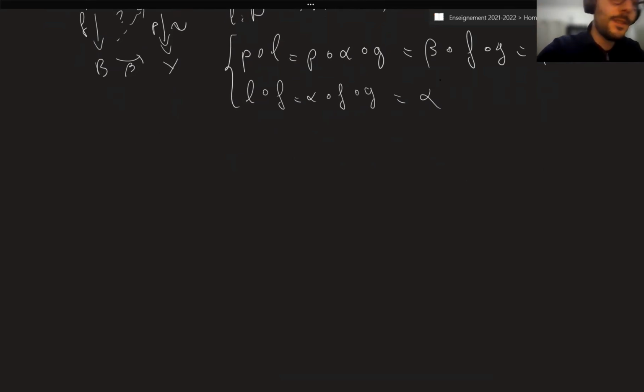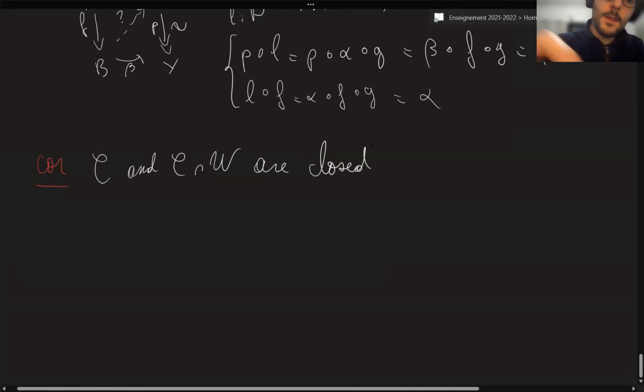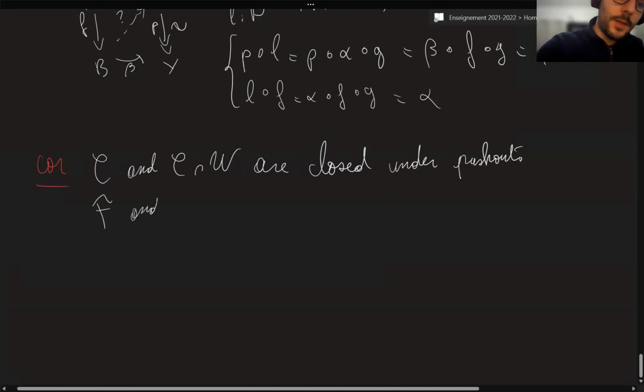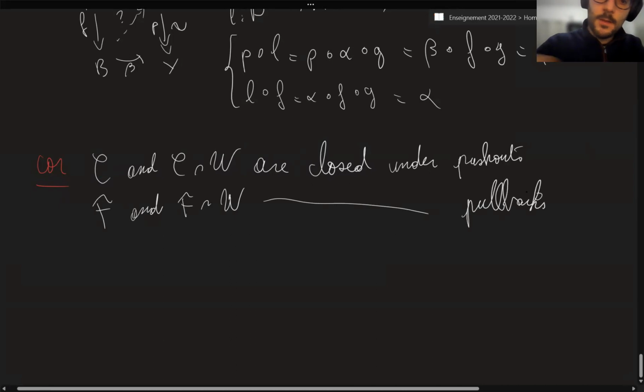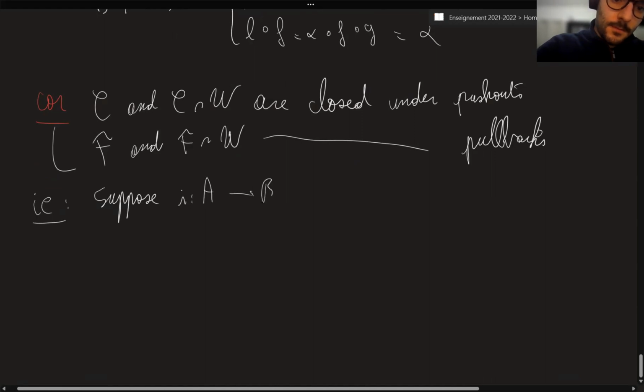Well, so last property, and it's also quite important. Cofibrations and acyclic cofibrations are closed under push-outs. Fibrations and acyclic fibrations are closed under pullbacks. What does this mean if you are not familiar with this terminology? I'm going to state both of them.